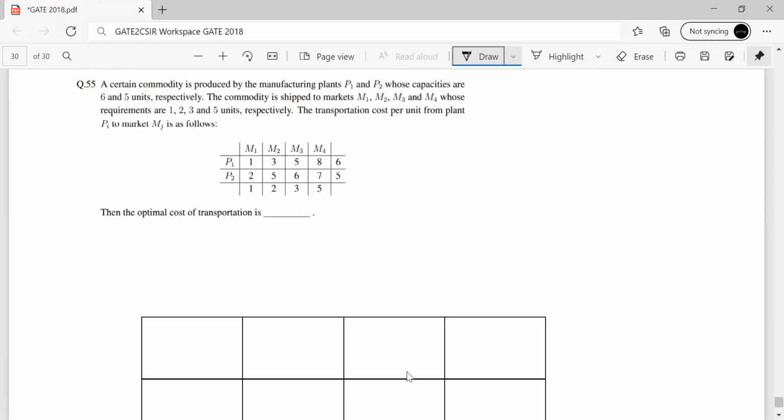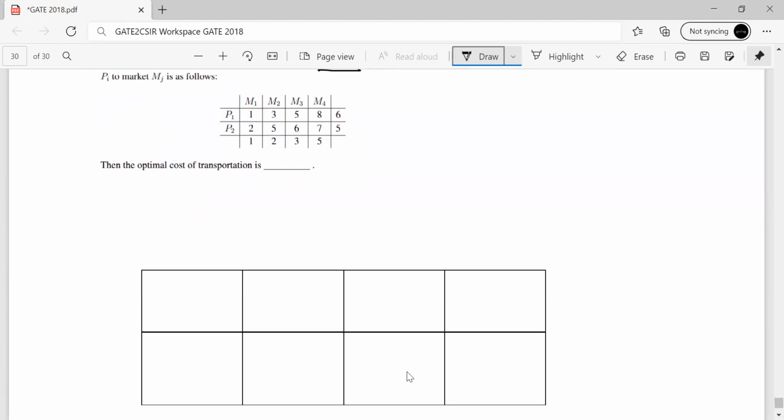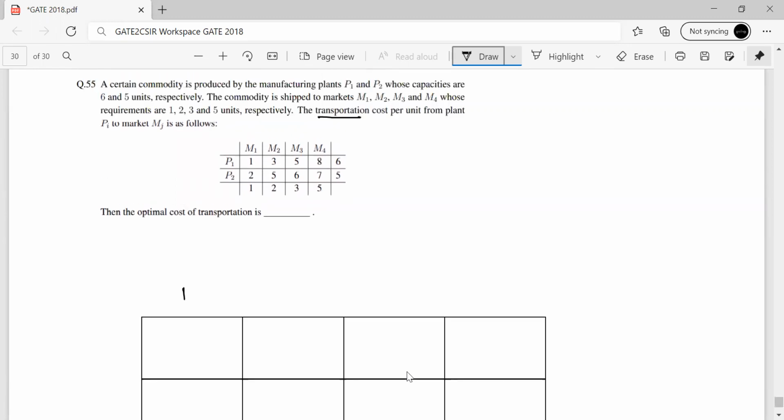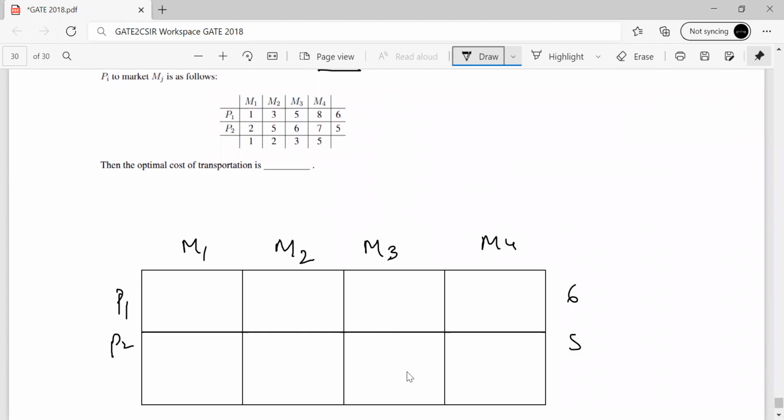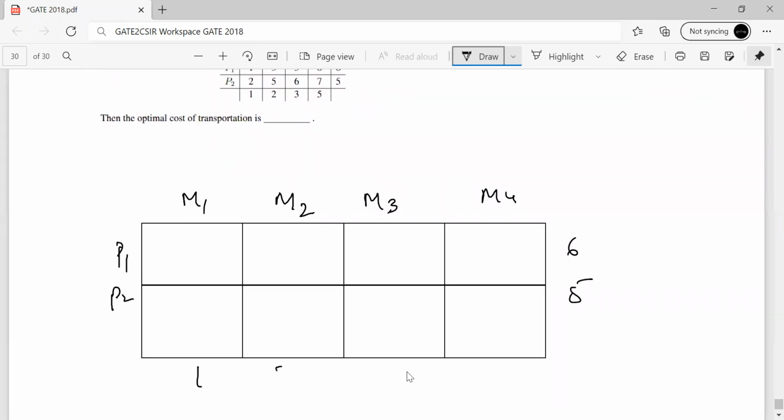Let's solve this. This is a transportation problem. They want the optimal cost of transportation. Let me write it down. This is source and destination, M2, M3, M4, and this is P1, P2. Supply here is 6 and 5, while the demand is 1, 2, 3, and 5.